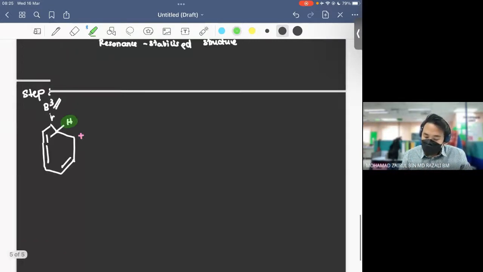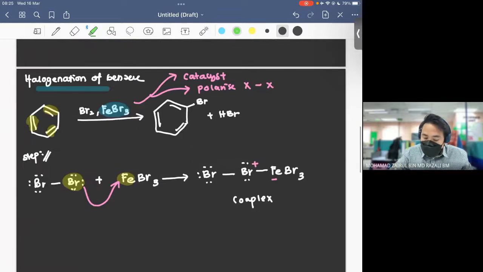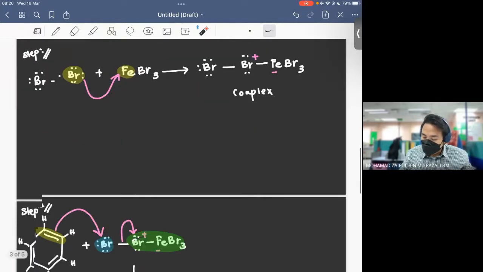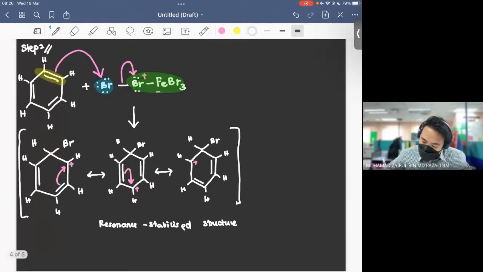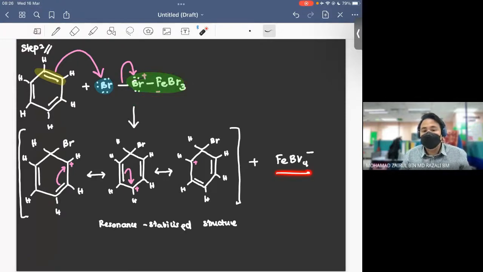Okay, ingat balik. Dalam reaction ini, kita ada FeBr3 as our Lewis acid. Dan during the first step, FeBr3 itu, dia dah bertukar. Jadi sebab yang ni kita dah hilangkan satu bromin kan, dia akan jadi FeBr4 minus. Yang ini dia jadi FeBr4 minus. So daripada FeBr4 minus ni kita kena jadikan dia sebagai FeBr3. So macam mana nak jadikan dia sebagai FeBr3? Kita kena remove satu.